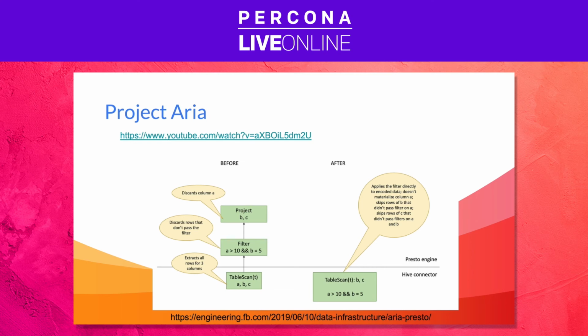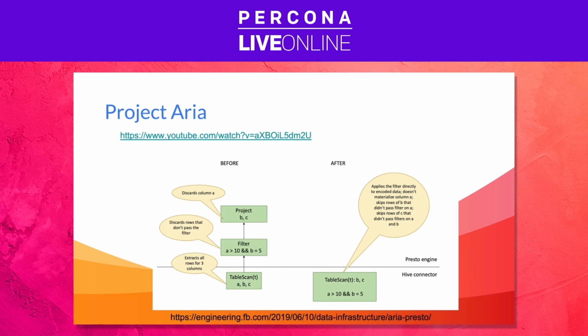What we can do is we can fetch only the relevant data by pushing the filter logic as well into the data store so that the Presto engine is retrieving only the data that is required, and that's what Project ARIA is all about. Please look at this link and watch the video for a complete demonstration of Project ARIA.